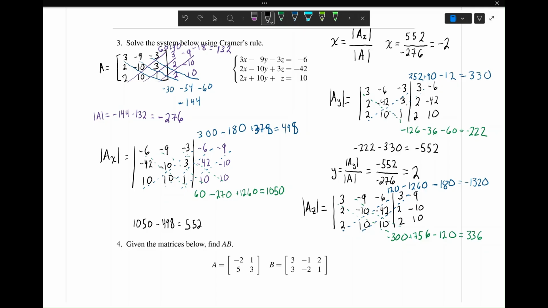I do bottom minus top, so I'll have 336 minus negative 1320. I'm going to plug that in a calculator, and it gives me 1,656. And so Z is going to be that 1,656 divided by negative 276, excuse me. And I'll plug that in the calculator. And that ends up being negative 6.